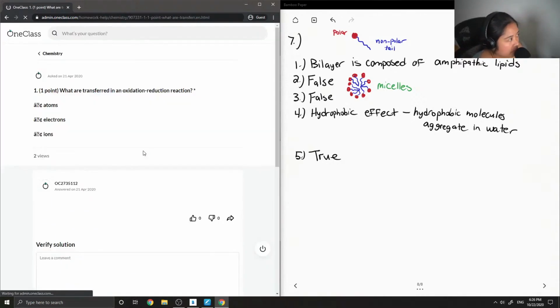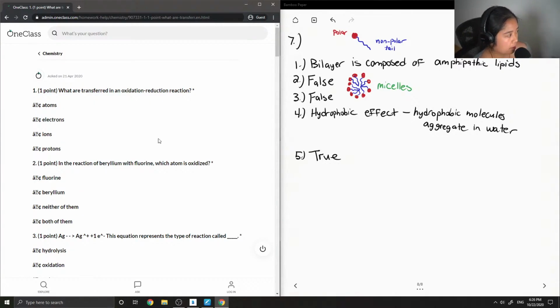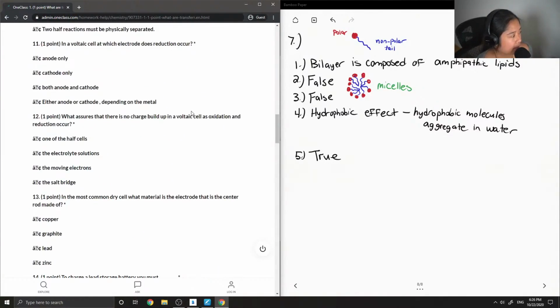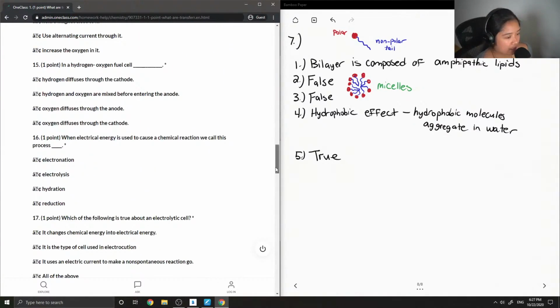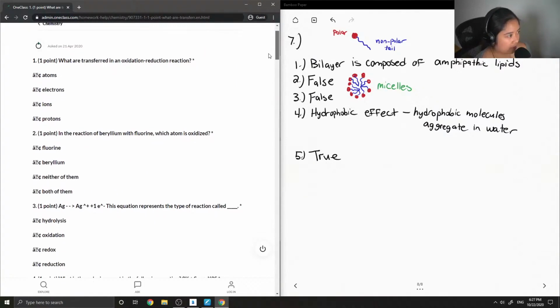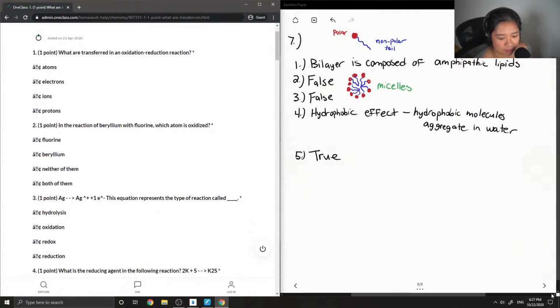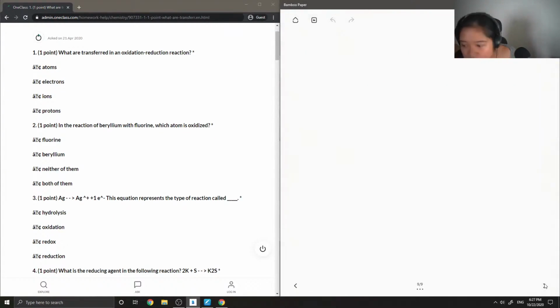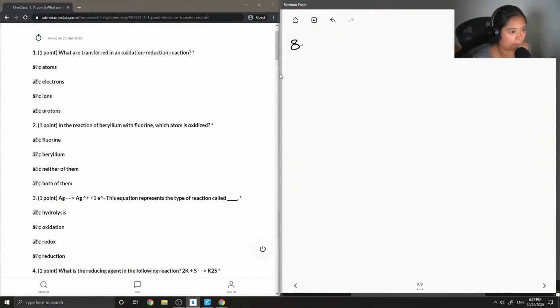Okay, so we have time for one more. But this one has like a lot of different mini questions in it, so let's just see how many I can answer in the amount of time we have left. Not that much time, but let's see. What are transferred in an oxidation-reduction reaction? These are electrons.